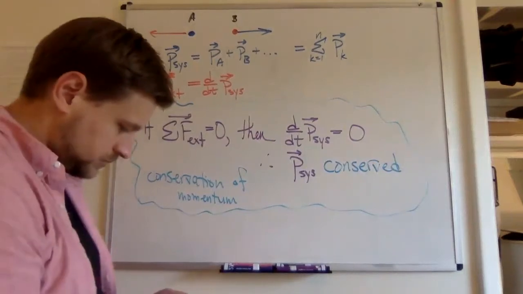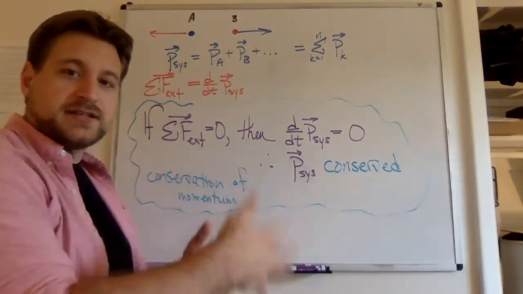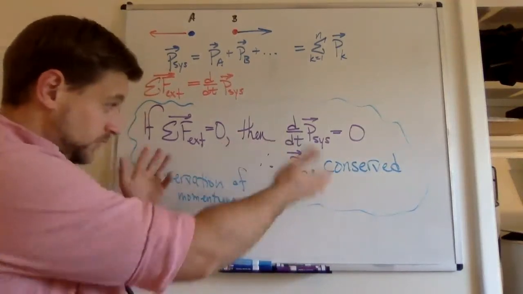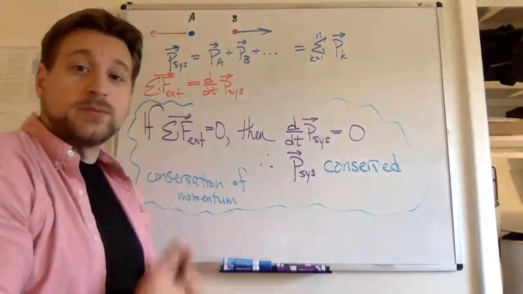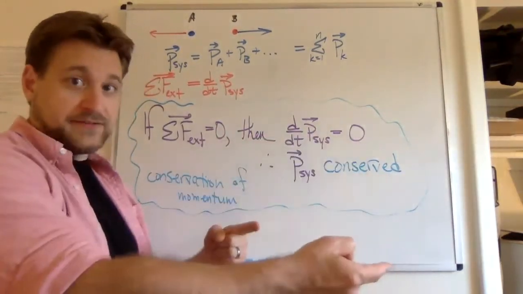If we can show that the net external force on a system is 0, we can rely on the fact that the momentum of that system will be conserved. Whatever it had, it will have later.